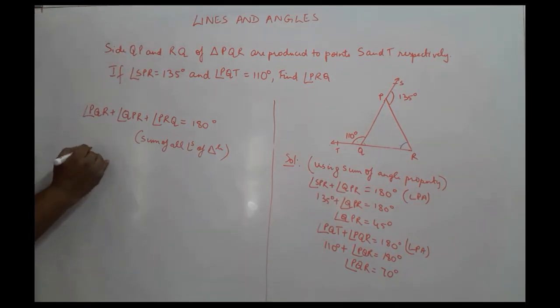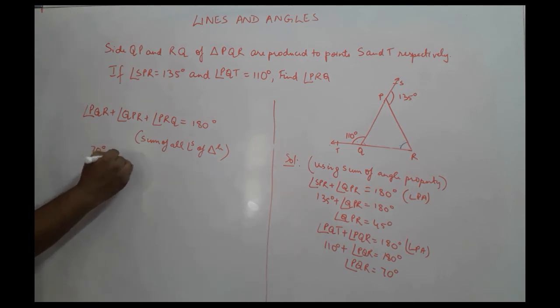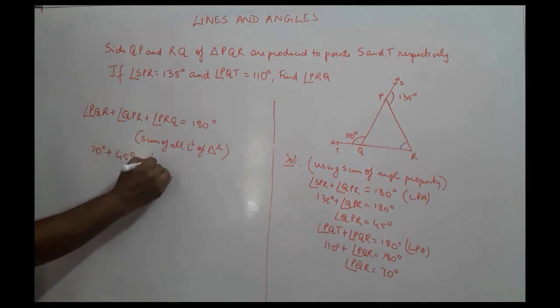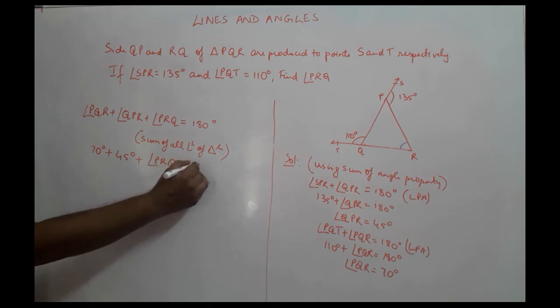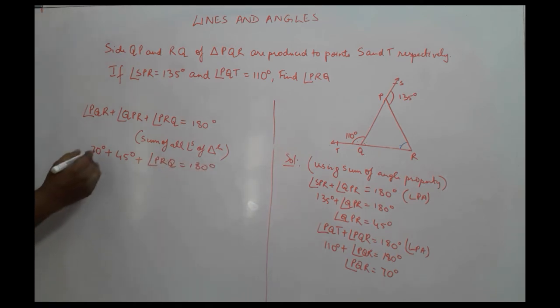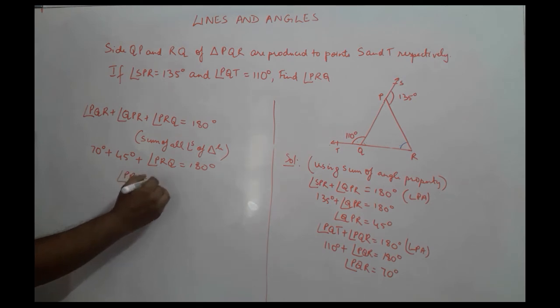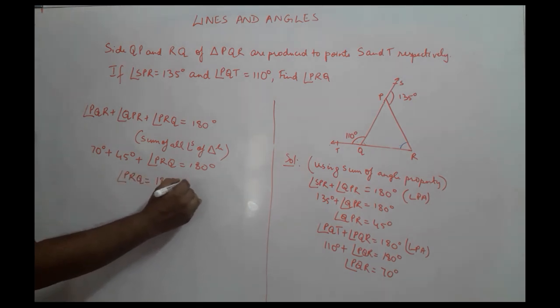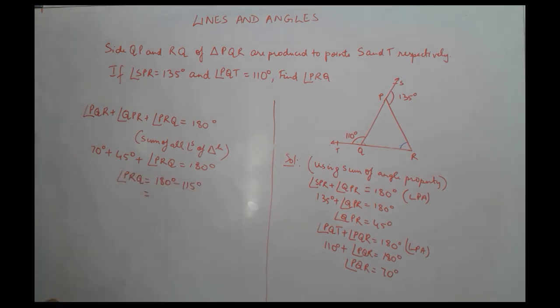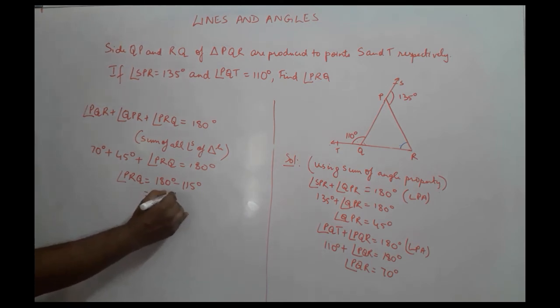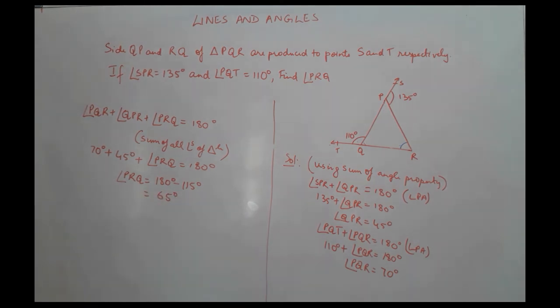PQR is given as 70 degrees. QPR we have found out as 45 degrees, and PRQ we need to find out. Everything is equal to 180 degrees. 70 plus 45, when we take it to the other side, what do we get? We will get 115 degrees. So PRQ can be written as 180 degrees minus 115 degrees, okay, and that we get equal to 65 degrees.